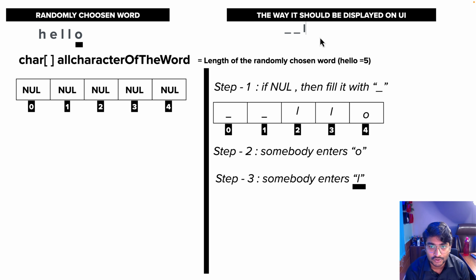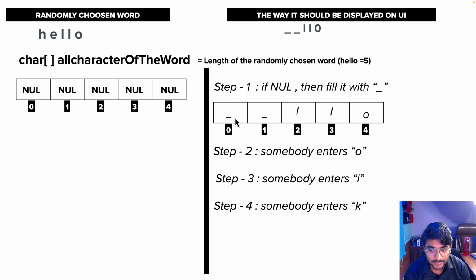We will again render the word. It will look something like this, because this is how our array is looking. This is the array which will be backed by our logic right now. Then another time we'll check if some other letter has been entered.